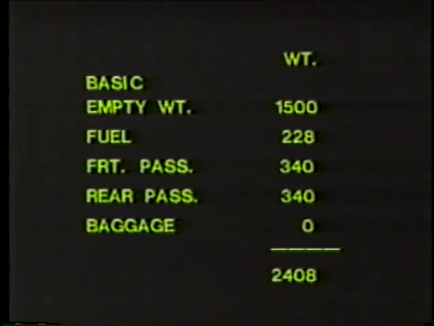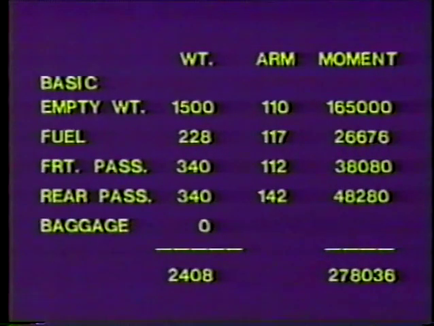Now total these weights to get 2,408 pounds. That's 42 pounds under the maximum gross takeoff weight of 2,450. Back to your worksheet, and let's once again use the formula weight times arm equals moment. It should now look like this. Now we have all the necessary information to determine the center of gravity location.